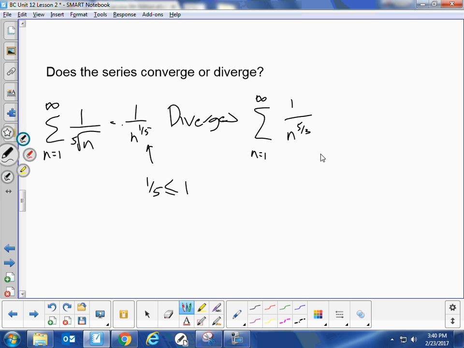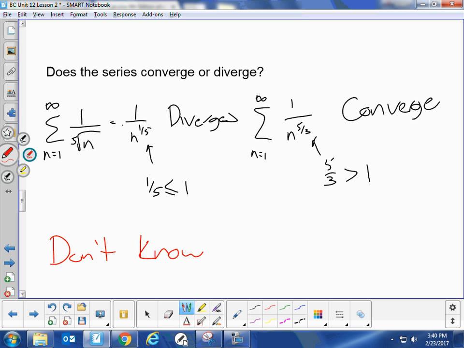I have 1 over n to the 5/3. The 5/3 is greater than 1. I know this will definitely converge. Now, unlike the geometric series, there is no set formula to find what it converges to. All we know is that it's going to converge. With the geometric series especially, we're able to find the formula for its sum, but I don't know the sum for a p-series. But I do know if it converges or diverges.